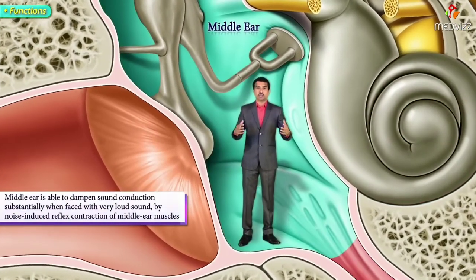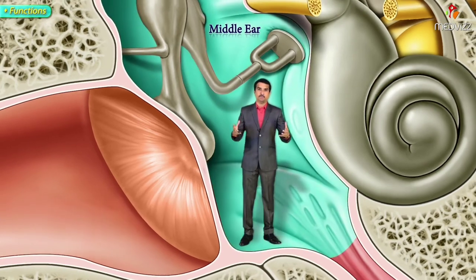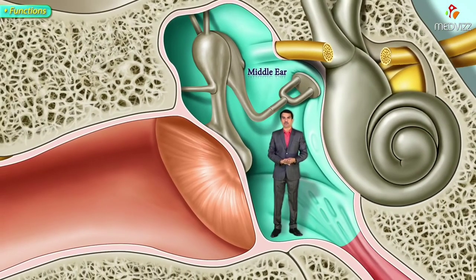The middle ear is also able to dampen sound conduction substantially when faced with a very loud sound, through noise-induced reflex contraction of the middle ear muscles. So these are the 2 important functions we need to know about the middle ear. By this we have completed the anatomy of the middle ear.